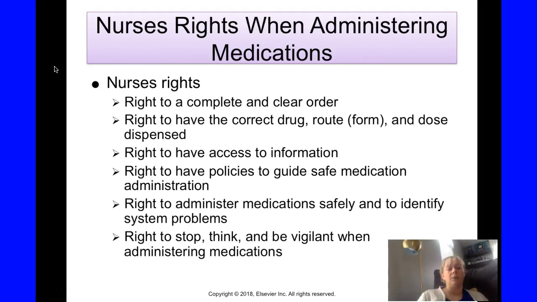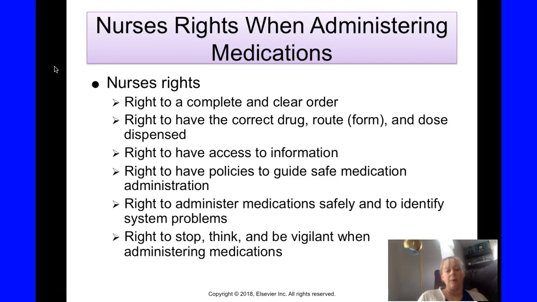And then nurses' rights. A right to a complete and clear order, the right to correct. These are your rights as a nurse. You want a complete and clear order, which is why doctors really aren't allowed to handwrite anymore, and to make sure it's the correct drug, route, and dose. You have a right to access information. You have a right to policies to make sure you're going to give it safely.